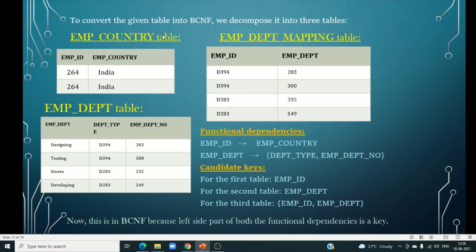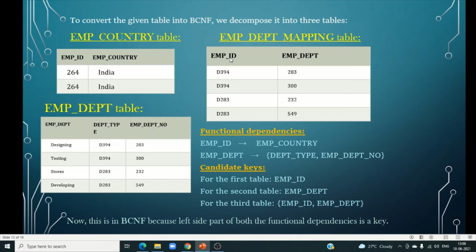To convert this table into BCNF, we have to decompose it into three tables. That is the employee country table, the employee department table, and the employee department mapping table. Employee ID and employee country: if we know the employee ID, we know the country related to that employee. Employee department: if we know the department, we know the type of that department and the number related to that.